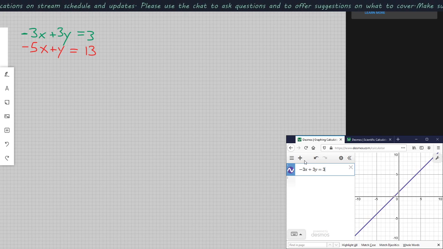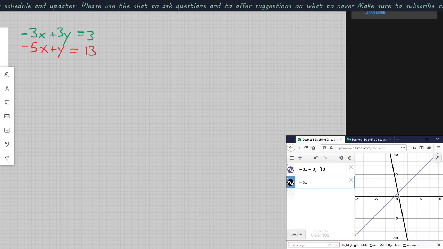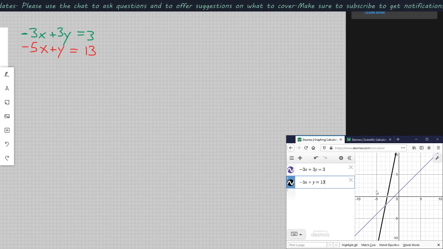So there's our first line. Next line. Let's look where we intercept. So negative 3, negative 2.